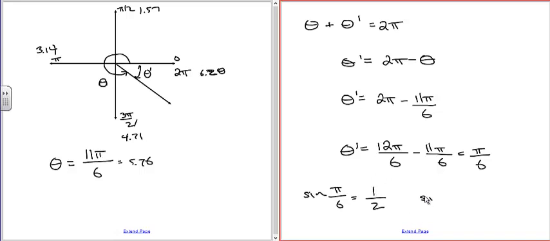If you do the sine of 11 pi over 6, well, because the y-coordinate is the sine, you can see in the fourth quadrant y is negative, in the first quadrant it's positive, so this is going to be negative 1/2. So you can use the reference angle to get the magnitude, and you can use the quadrant information to get the sign.